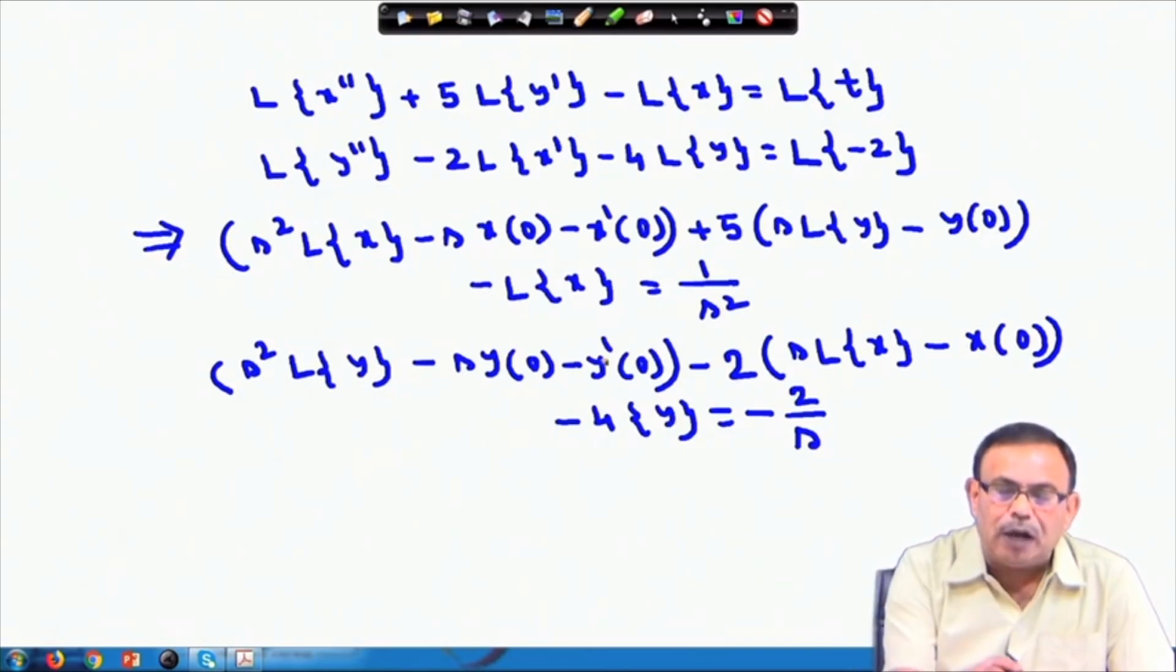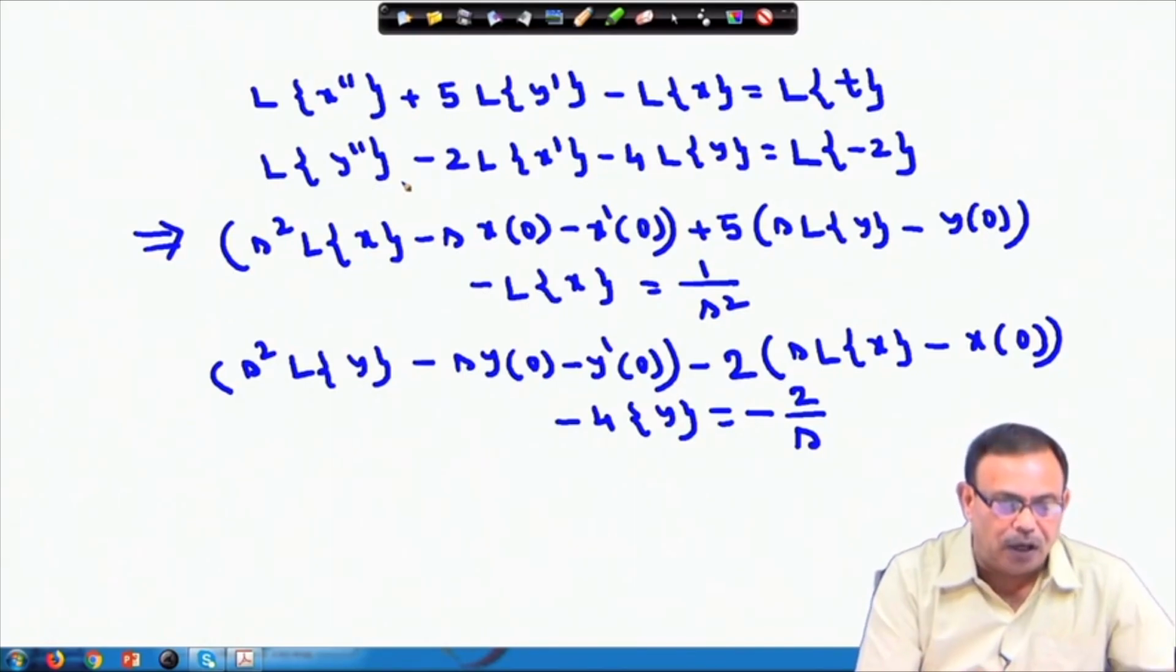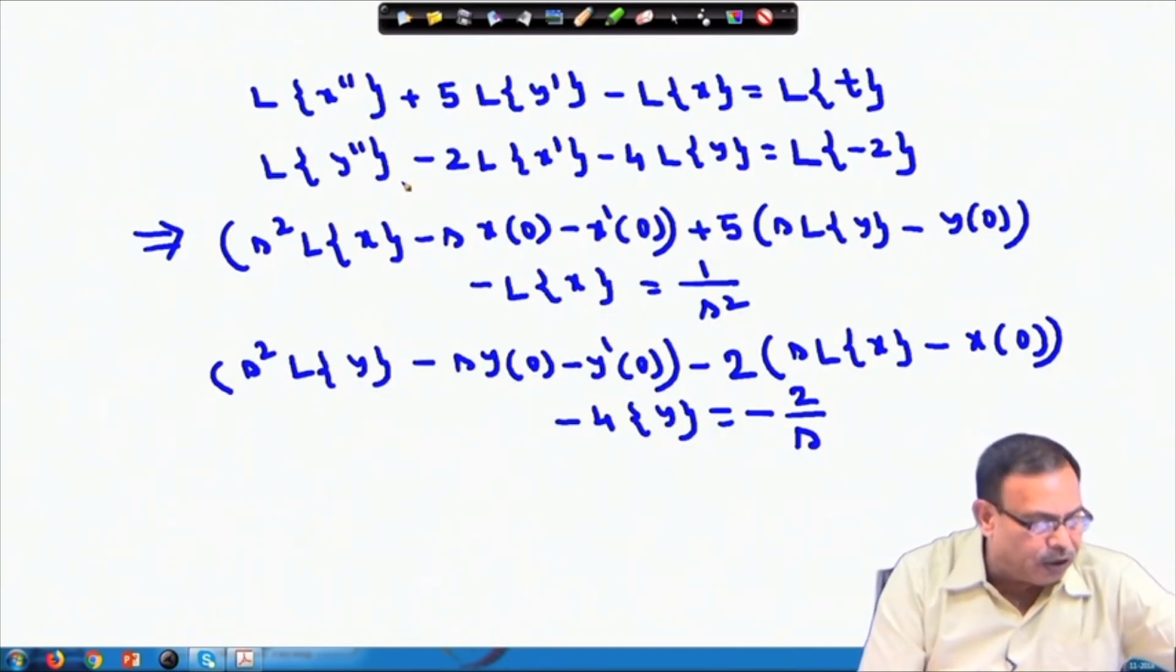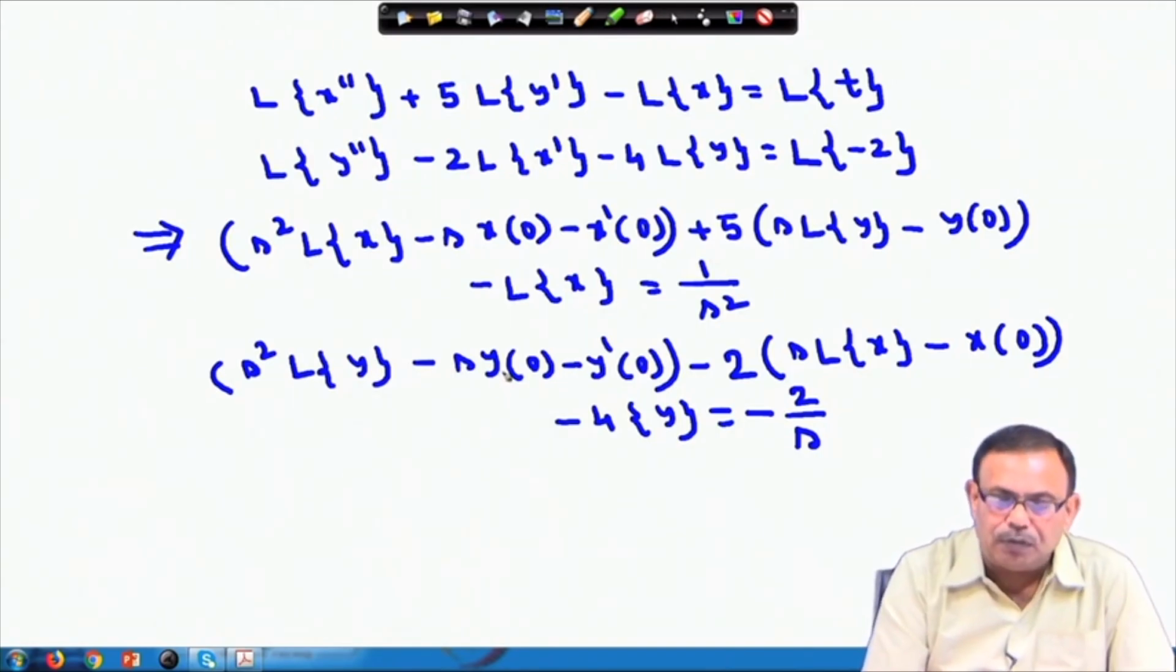So, you take the Laplace transform on both sides of the given equation, and then I am just breaking it. Now, I will substitute the values of x(0), x dash(0), y(0) and y dash(0), which are provided to us. All are 0 here. The values of x, y, x dash, y dash at t equals 0 are 0.